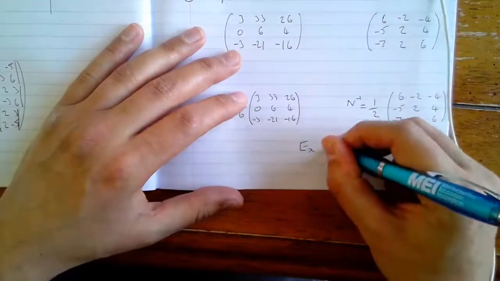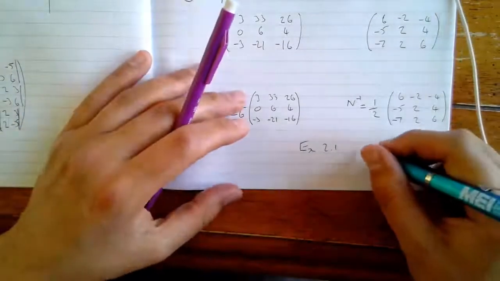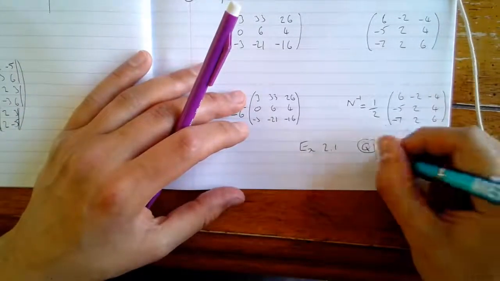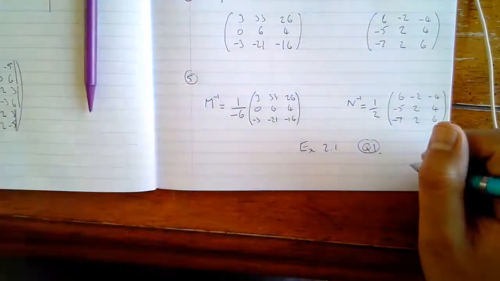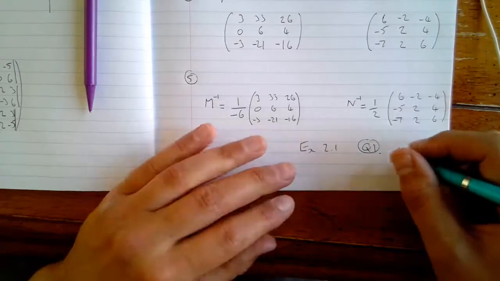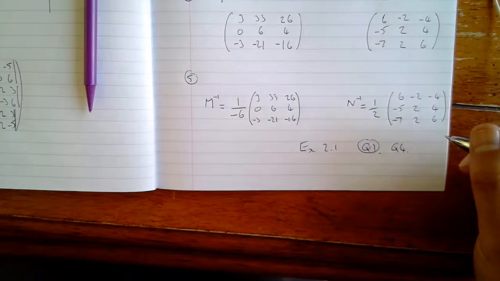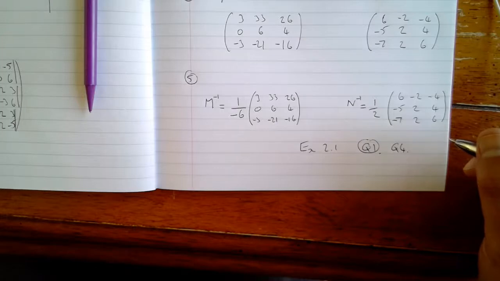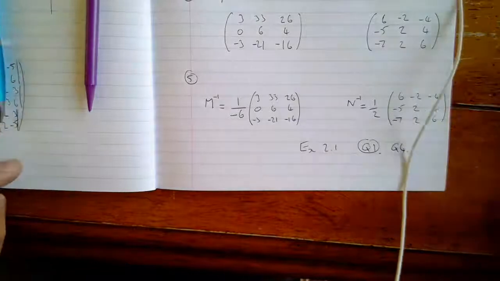What I'd like you guys to do is exercise 2.1. Can you do all of question 1? That's doing this whole process 6 times, but you'll be surprised how quick you get at this towards the end. And then also, can you do question 4? And I think that will be sufficient for today. Yep, I'm happy with that. Okay, so exercise 2.1, question 1, question 4.